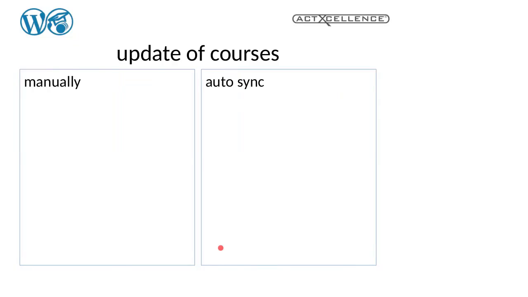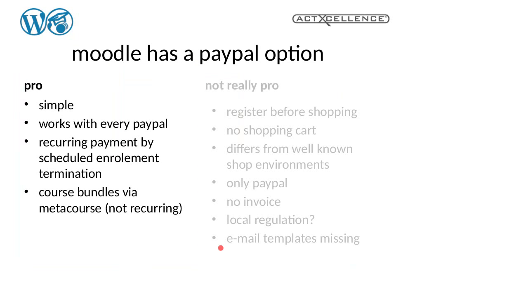The update of courses. If something changes in your Moodle site, will this automatically change the product in WordPress? That's a big question. And now I want to show some solutions, and later I will go back and fill in something into the columns for the solution. Moodle has a PayPal option already.